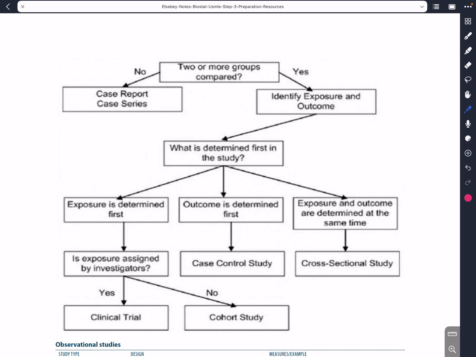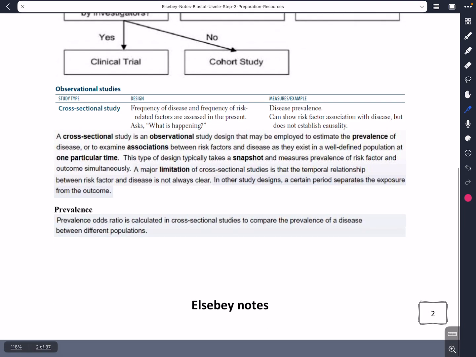And then what is case report and case series? When you do not have two or more groups to compare, that is case report or case series. And typically case report, case series is in one individual or just a very small group, right?